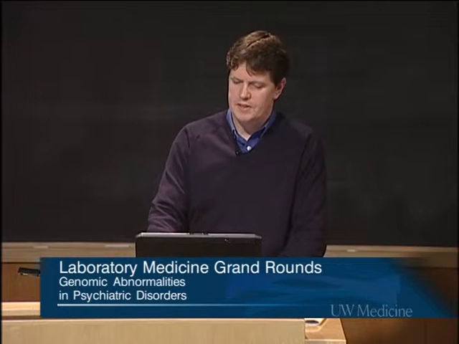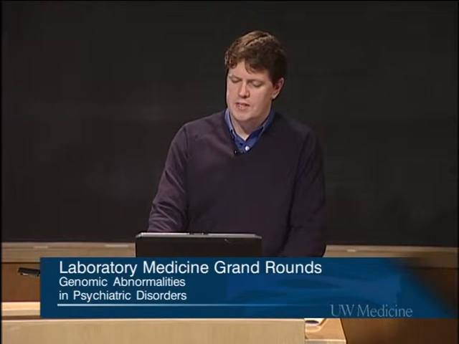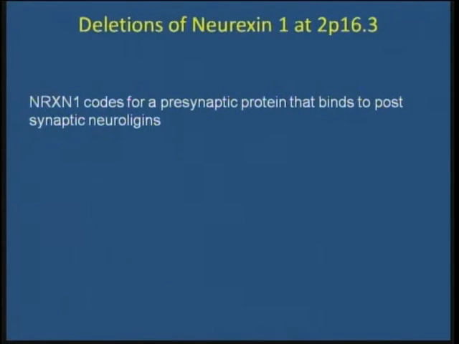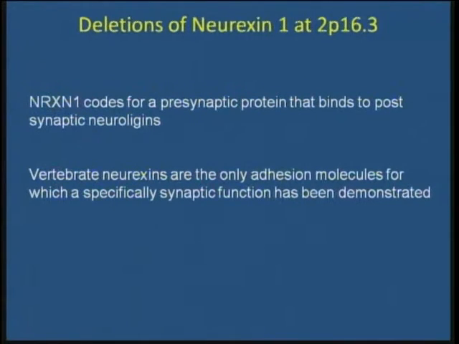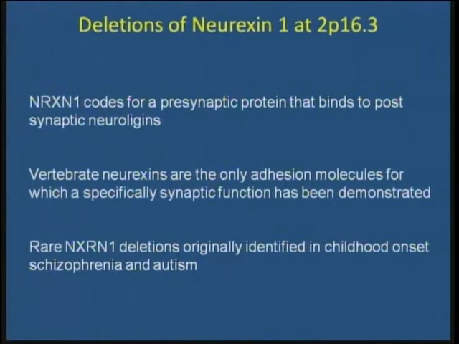Neurexin 1 is slightly different. It's a single gene mutation, and there is no common breakpoint. Neurexin 1 itself codes for a presynaptic protein that binds to postsynaptic neuroligins. And vertebrate neurexins are the only adhesion molecules which have a specific synaptic function. We and others saw rare neurexin deletions in childhood onset schizophrenia and autism.